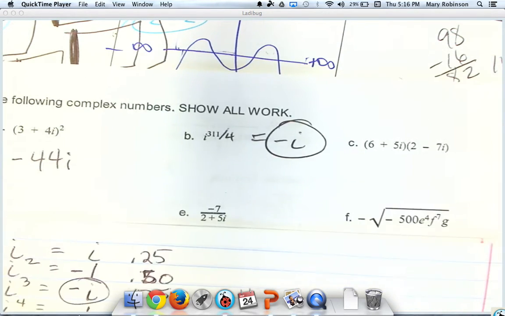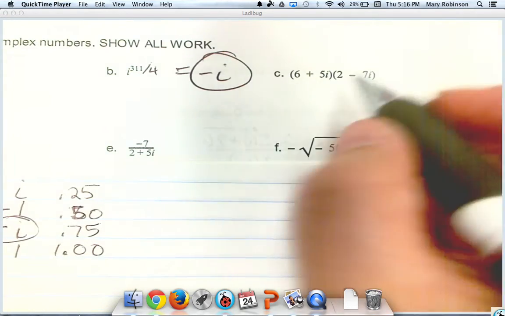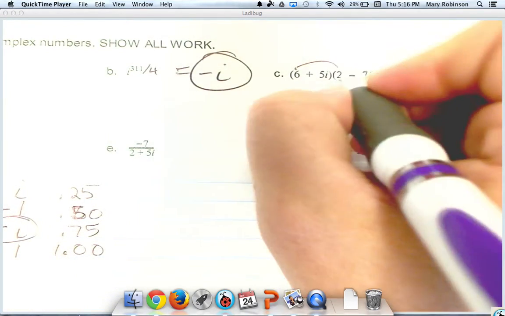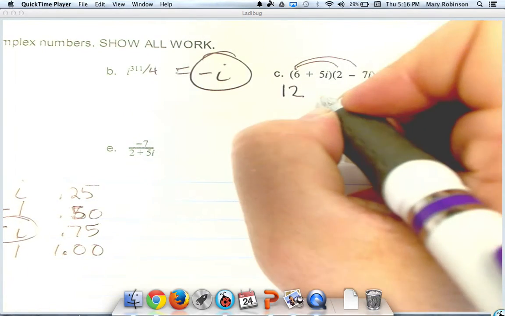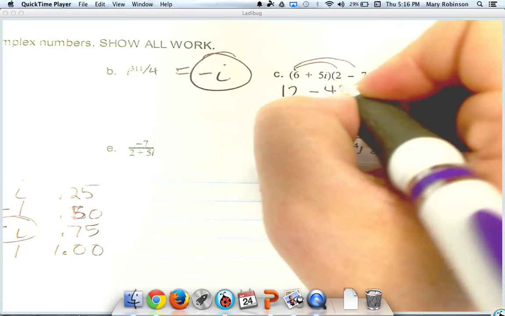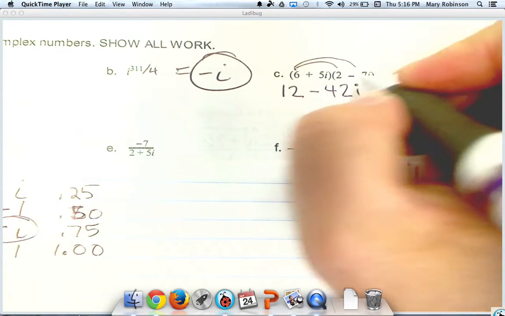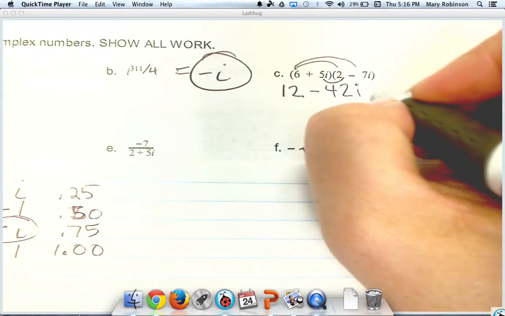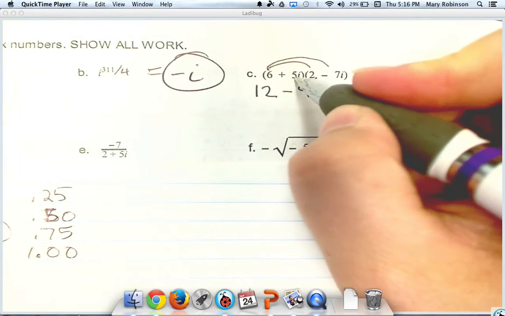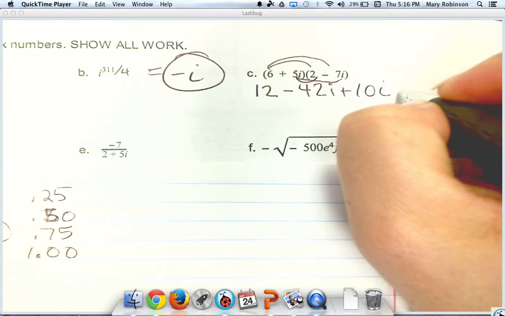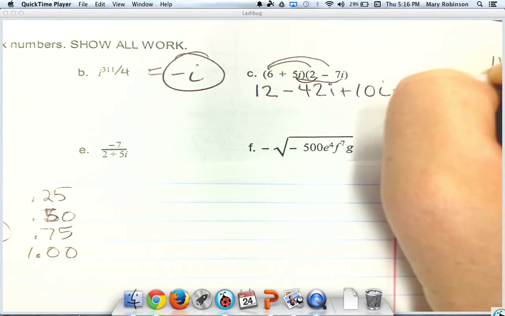Okay? Next, for C, I have a binomial times a binomial, so I'm going to double distribute. 6 times 2 is 12. 6 times negative 7 is negative 42i. 5i times 2 is positive 10i. And 5i times negative 7i is negative 35i squared.